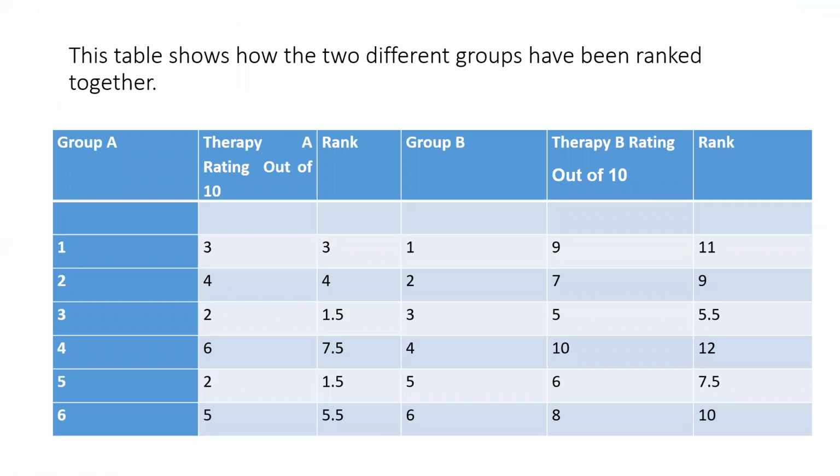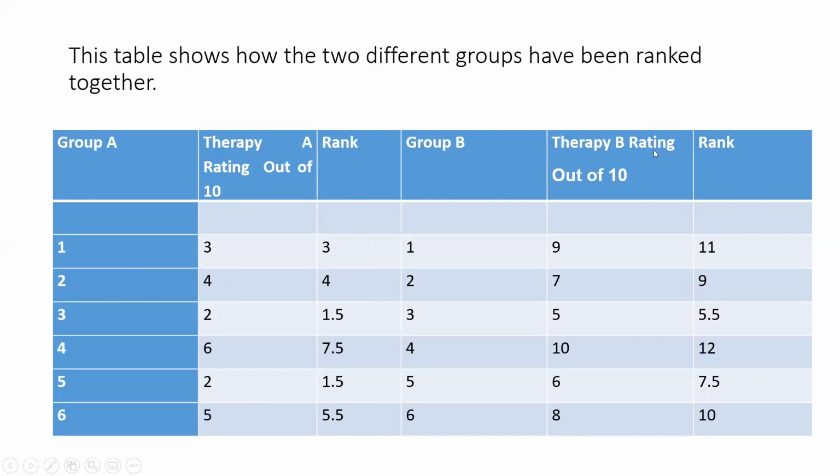This table shows how the two different groups have been ranked together. Next to therapy A, participant 1, who was receiving therapy A, ranked it 3 out of 10, and that is in rank position 3. The second patient ranked therapy A as 4 out of 10, and that ranks as 4. And so all the ranks have been put next to the ratings here. These are the ranks for group A.